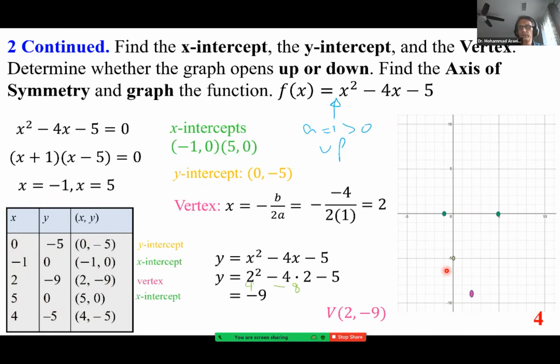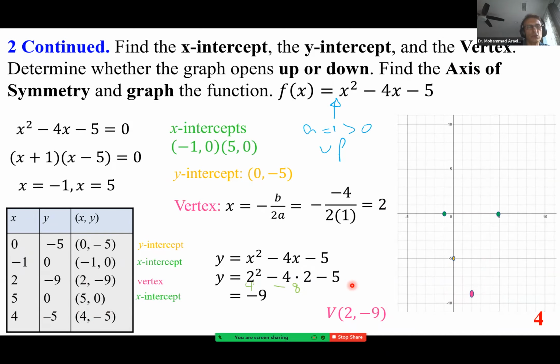Now, by the way, if I were to draw the axis of symmetry that goes through the vertex, it has the equation x equals 2. So here's the idea behind that. If you look at the y-intercept at 0, negative 5, this distance is 2. So if I go the same distance 2, then I pick up a point with the same y coordinate. And that's exactly what we have here.